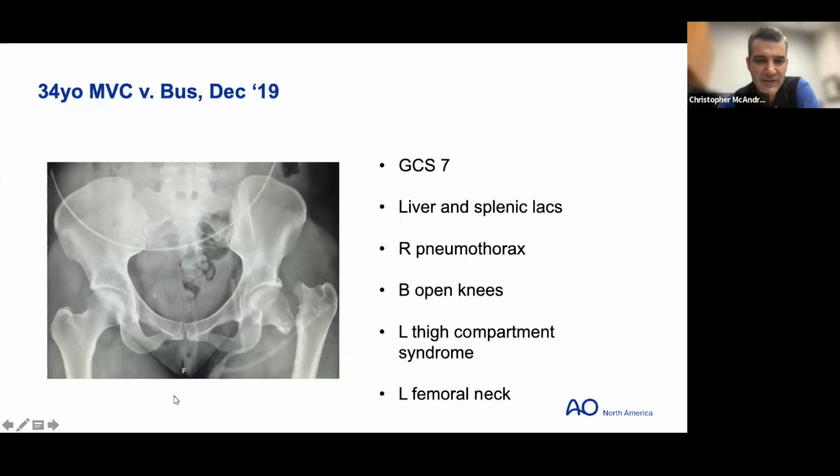Yeah, I think that's probably a very important takeaway point tonight. We're going to spend time on femoral necks, but femoral necks are all inpatients, so we've got to take care of them first.